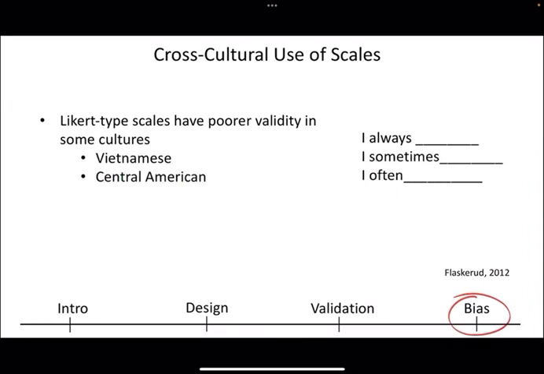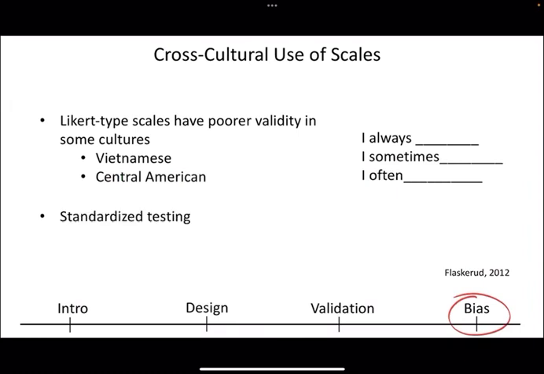Something you've got to consider is that certain types of scales have less understanding and less cultural meaningfulness in certain locations. For example, the Likert scale has poor validity in certain cultures, where the subtle differences between always, sometimes, and often might not necessarily have the same meaning in certain countries. And all of a sudden it might be better to represent those with numbers or with some other phrase that is more culturally appropriate.